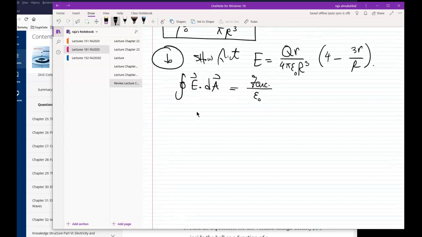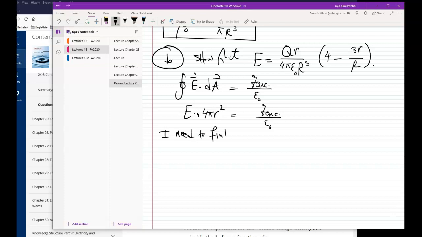So first of all, the left-hand side is relatively easy. It's basically E times 4 pi R squared, the surface area of that Gaussian surface, equal to Q enclosed divided by epsilon naught. Now I need to find Q enclosed, which is basically not the total charge, only the charge enclosed within the Gaussian surface. And that Gaussian surface has a radius small r. You see what I'm saying?